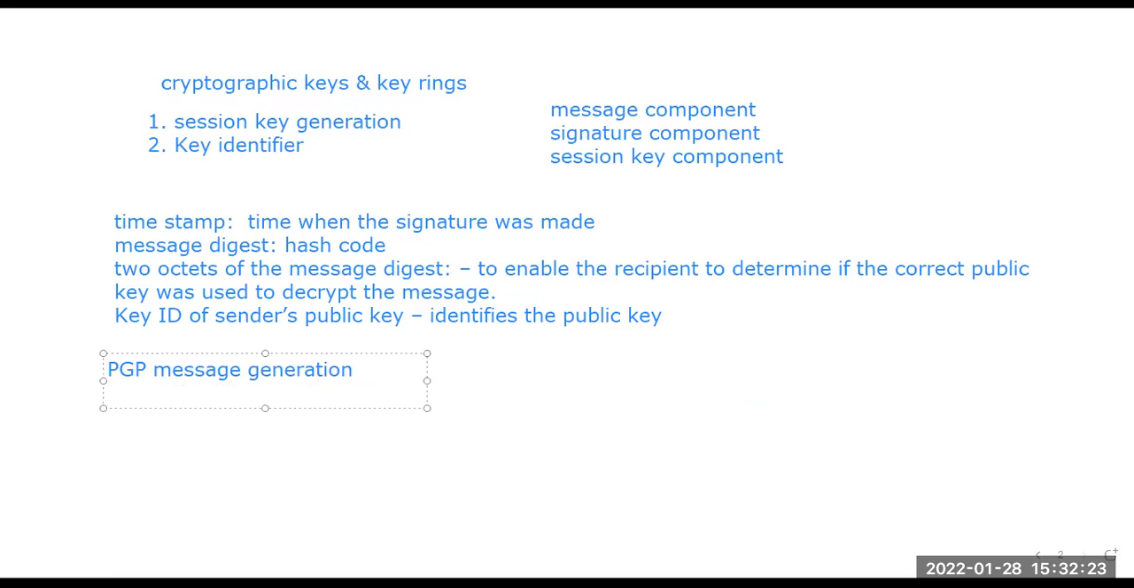PGP retrieves the sender's private key from the private key ring using the user ID as an index. If the user ID was not provided, the first private key from the ring is retrieved. PGP then prompts the user for the password to recover the unencrypted private key. Secondly, encrypting the message: PGP generates a session key and encrypts that particular message.